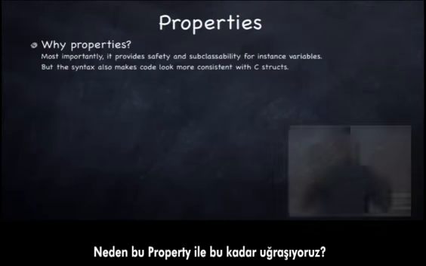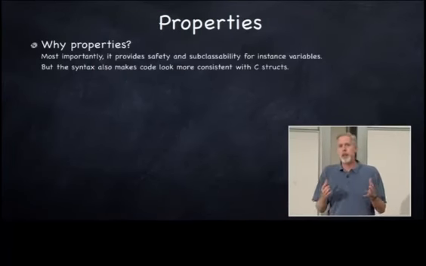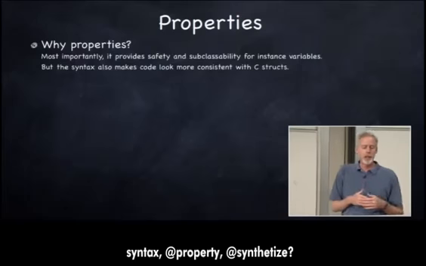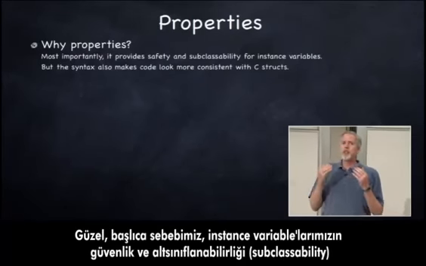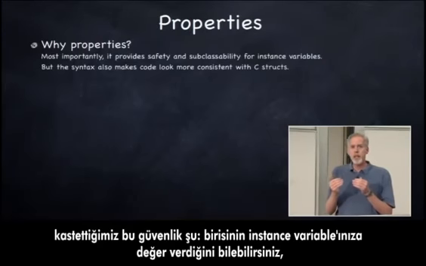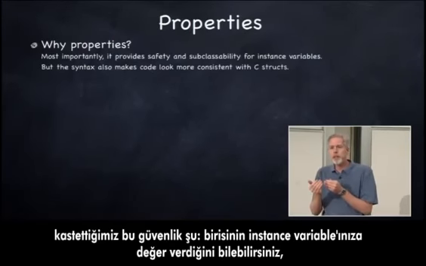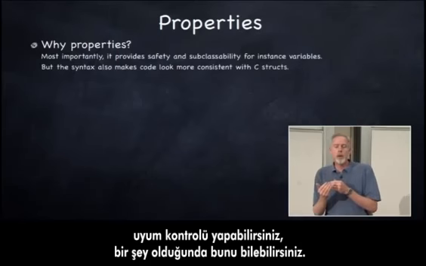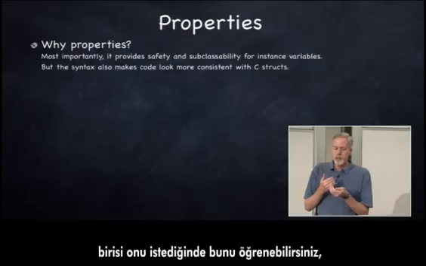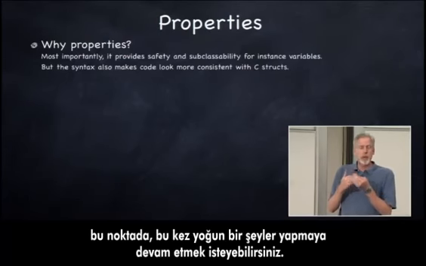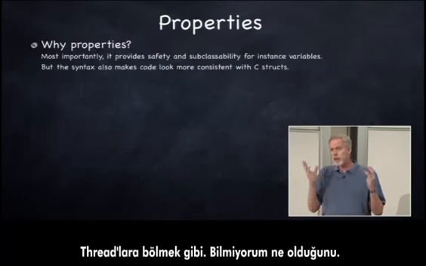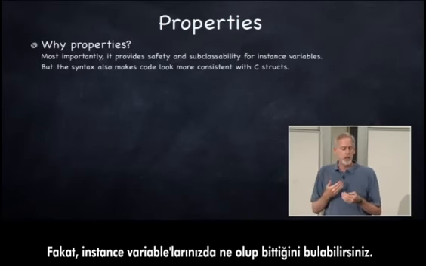All right, so why do we do this property thing? Okay, so why do we implement all this dot notation syntax, and assign property, assign synthesize? Well, the main reason is safety and subclassability of your instance variables. Okay, safety in that you know when someone's setting an instance variable, you can bounds check it, you can know when it happens. Same thing getting. You can make sure you never return a bad value. You can find out when someone asks for it. You might want to go do something that's time intensive at that point, fork off a thread, I don't know what, but you can find out what's going on with your instance variables.